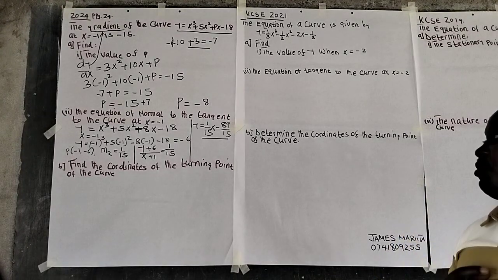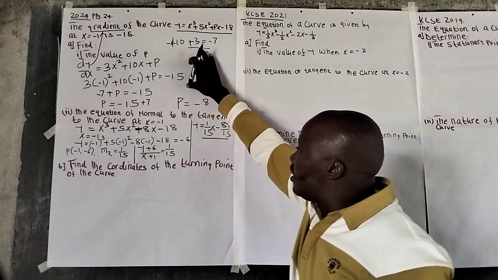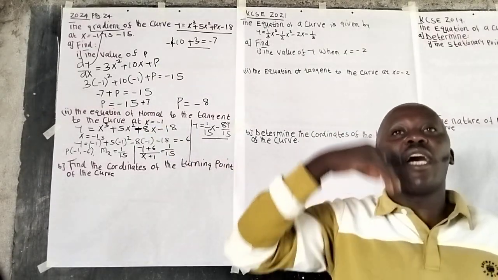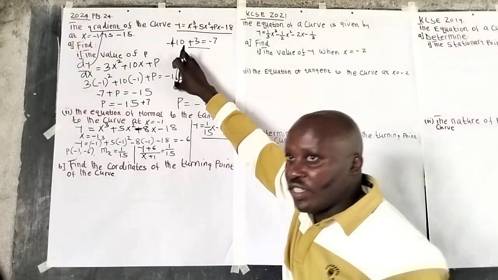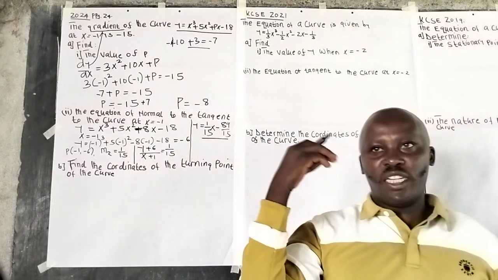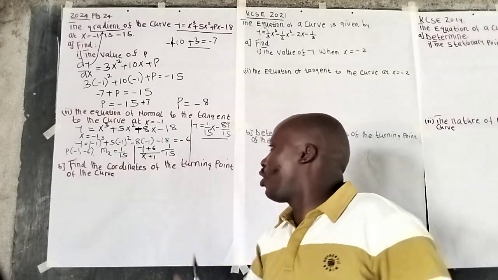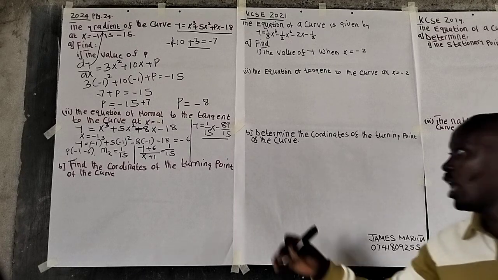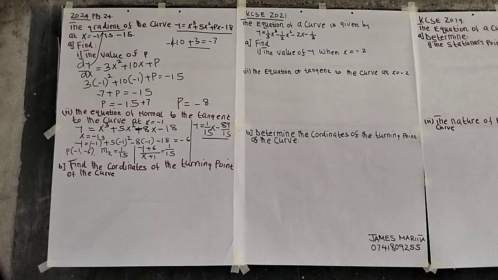What you need to understand from here is that the gradient of the curve is negative 15, so the gradient of a normal to the curve is the negative reciprocal of that gradient. We say that m1, gradient 1, is negative 15, because gradient 1 times gradient 2 gives us negative 1. So our gradient 2 is equivalent to 1 over 15, and that gives us the equation of the normal to the curve as y equals 1 over 15 x minus 89 over 15.